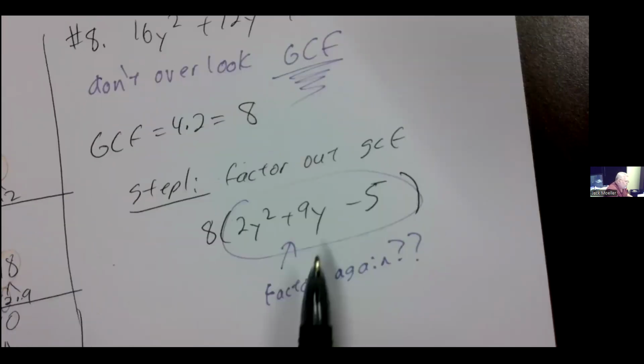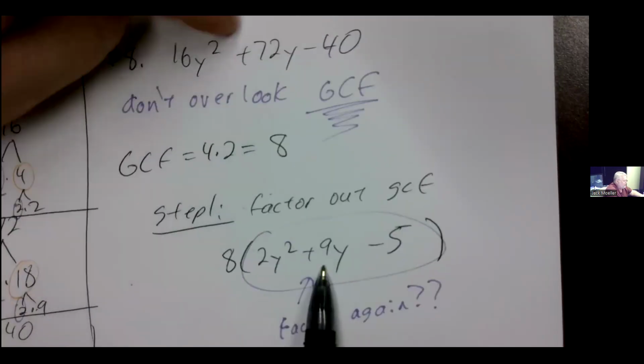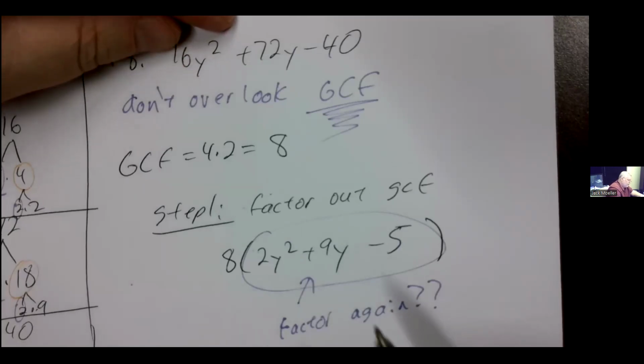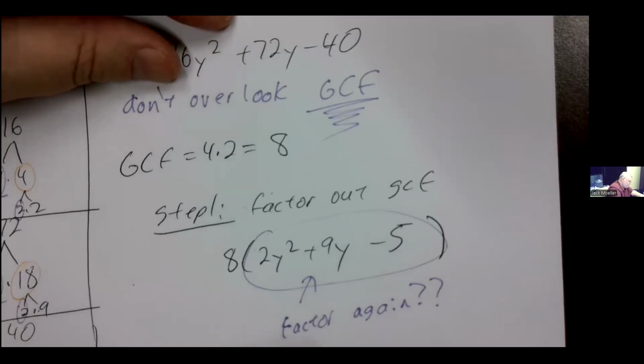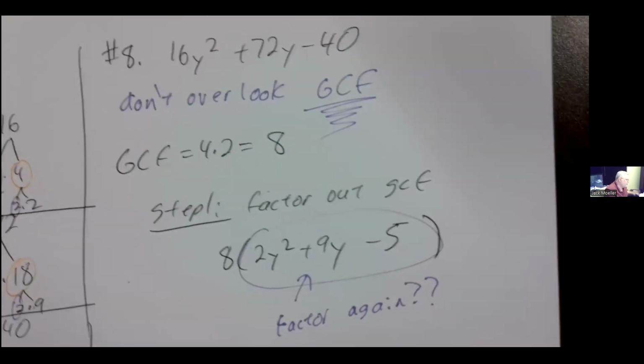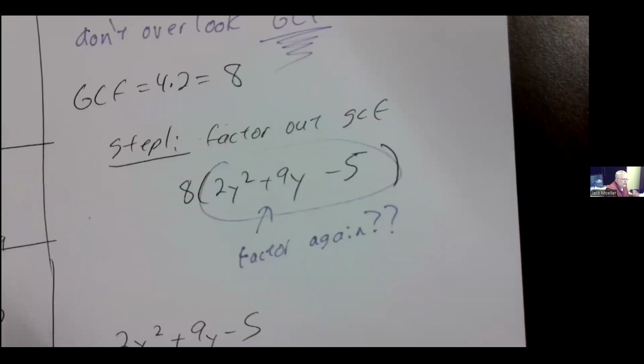Would you rather factor this trinomial or this trinomial? I don't know about you, I'd rather factor this trinomial. I don't know how to factor it. All right. I've only done two examples of the AC method, so I'm going to do the AC method.